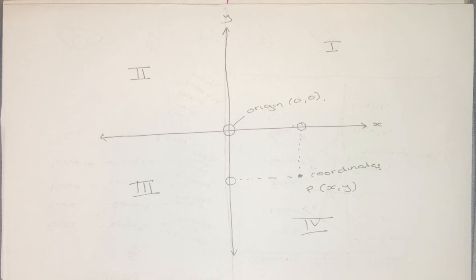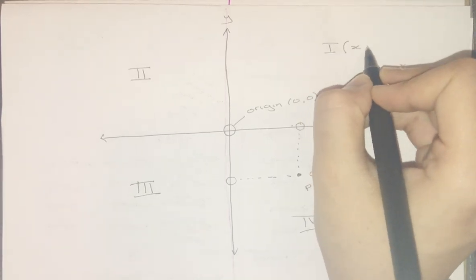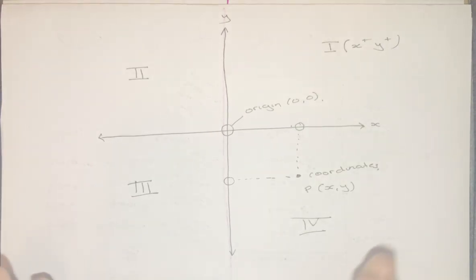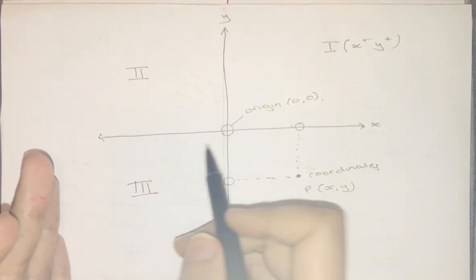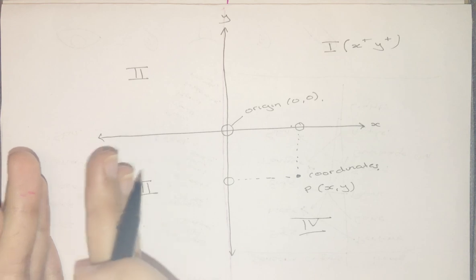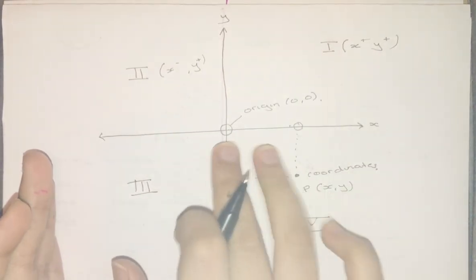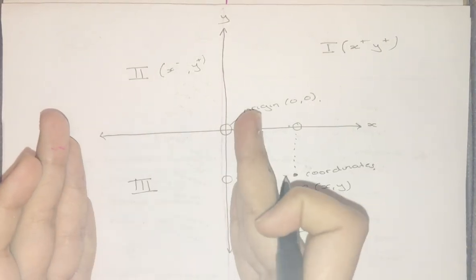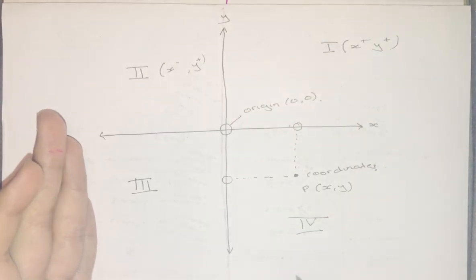Another thing that I think is really important is that in the first quadrant, the x and y are both positive. When you go to the second quadrant, the y will be positive, but the x is on the left side of the origin, so it's going to be negative. So x will be negative, y will be positive, because y is above the origin and not below the origin.